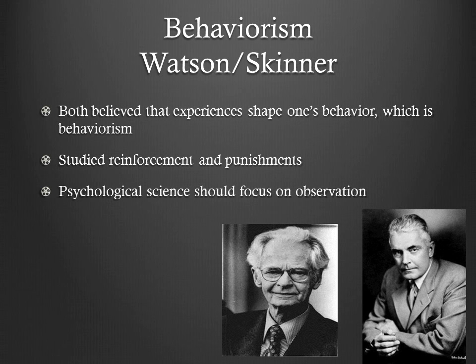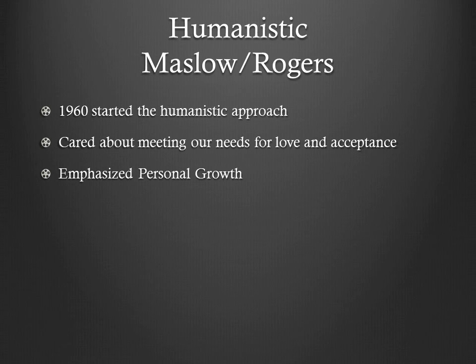Other people believed differently: Maslow and Rogers. Abraham Maslow and Carl Rogers believed in the humanistic approach. This was the 1960s. They cared about meeting our needs for love and acceptance. They believed that everybody is born with the ability to set goals and make themselves better. They really emphasized personal growth. If you have a goal set, you're more willing to do a good behavior. Again, we'll get in more depth on this approach.